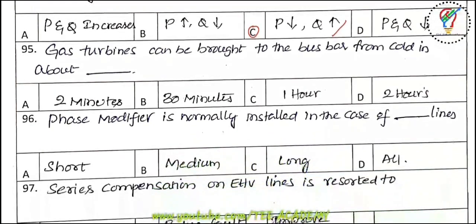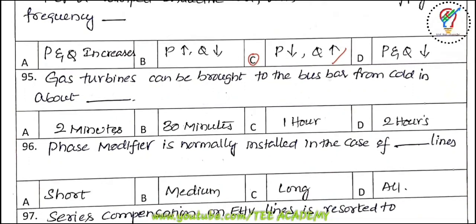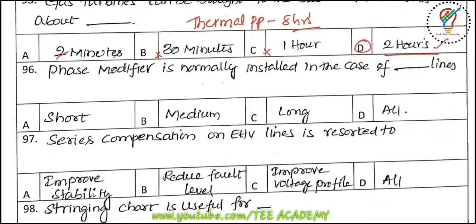Next one, the gas turbines can be brought to the bus bar from cold in about how much time? Gas turbines will take around how many hours here? The options are 2 minutes, not possible; 30 minutes, not possible; 1 hour, not possible. At least it will take 2 hours to get started. Suppose it is a thermal power plant, it will take 8 hours to get started.